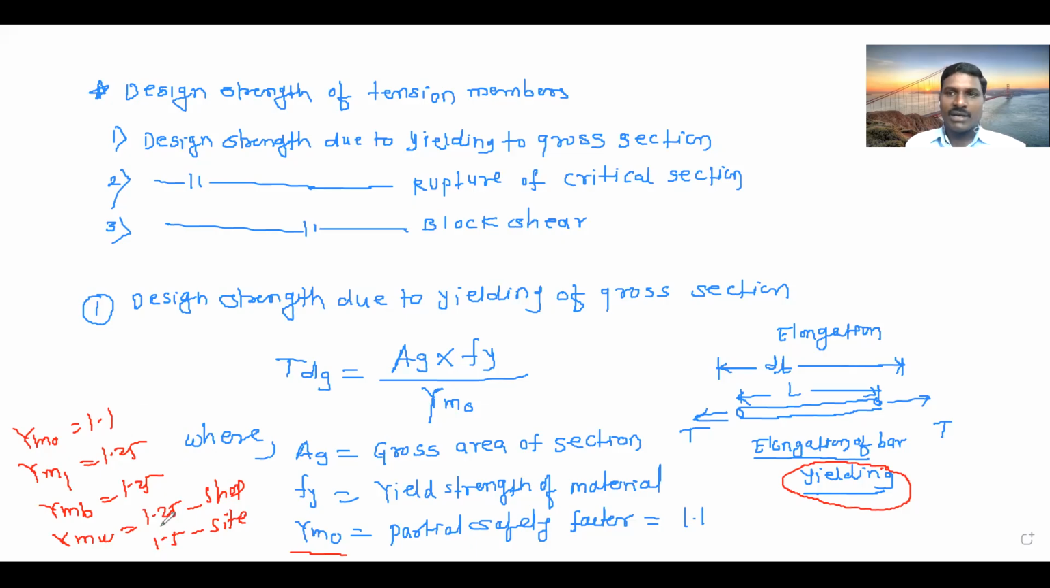Whatever I have written here now, these are available in IS code. So you have to print the IS code. This value will be available. Got it?